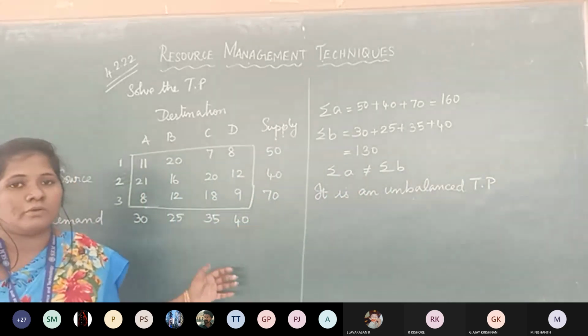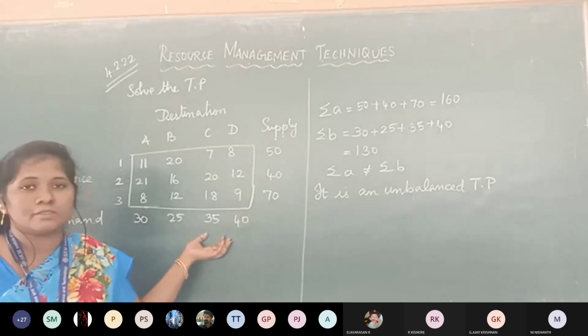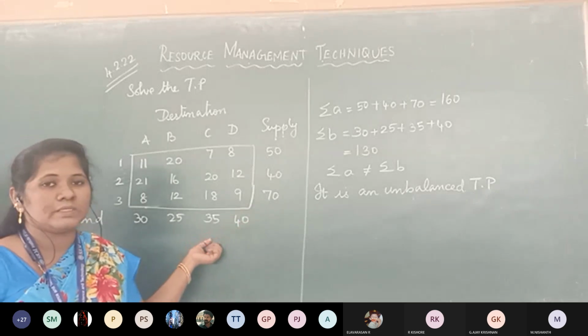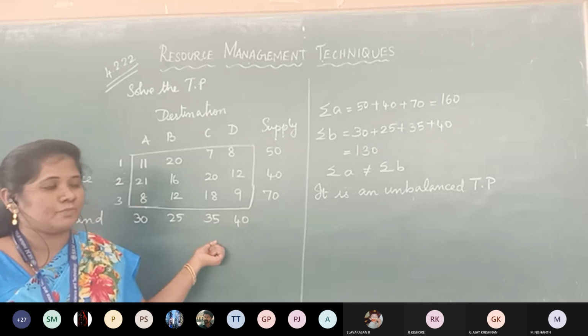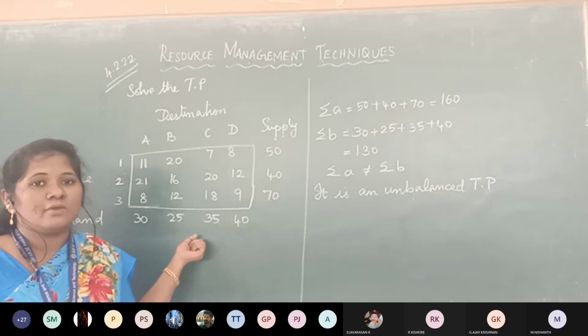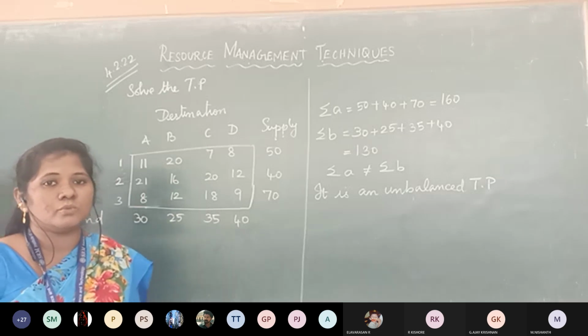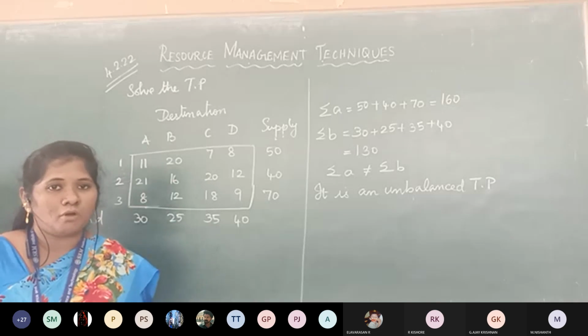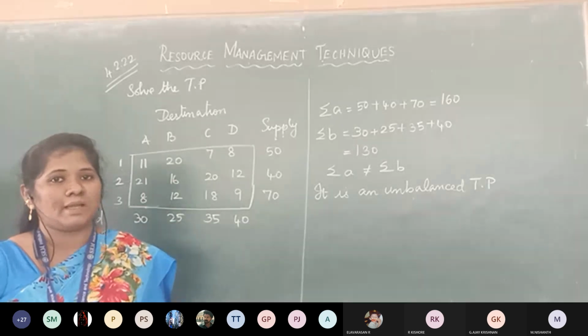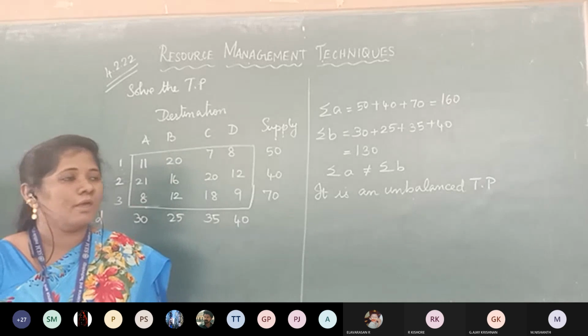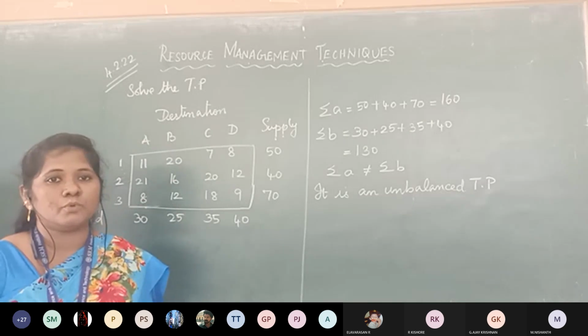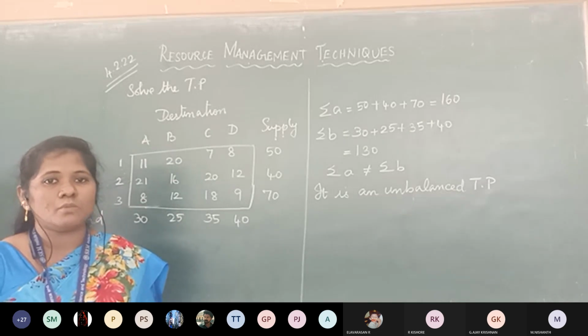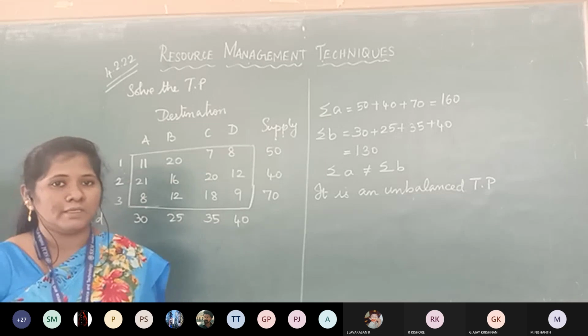Now whatever you've got is your supply and demand, it is not equal. When it is not equal, it is an unbalanced transportation problem. So what you will do is, wherever it is unbalanced, there you will add one extra column or row to make it balanced. Zero column. You won't have any value for that. You will put it as a 0 column or 0 row and make it balanced.